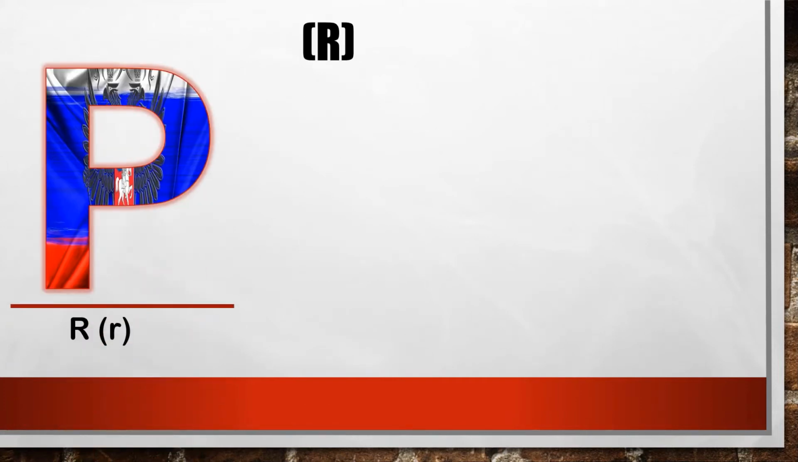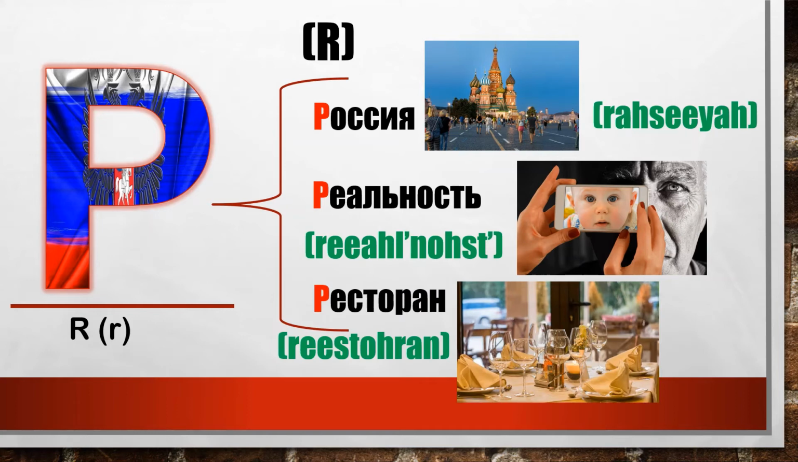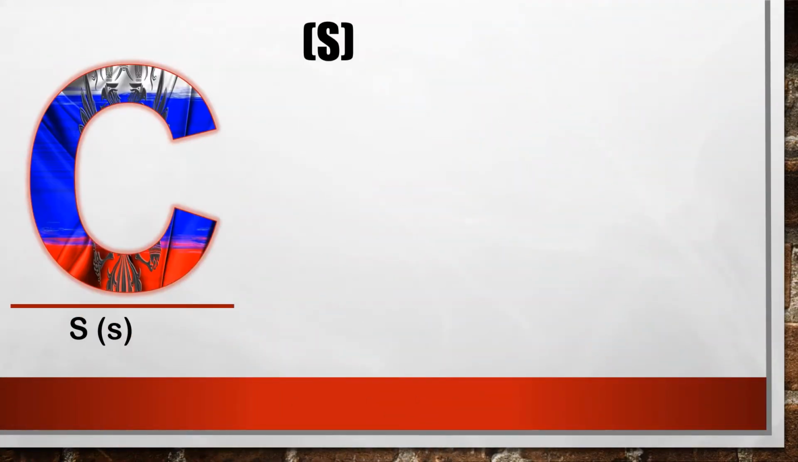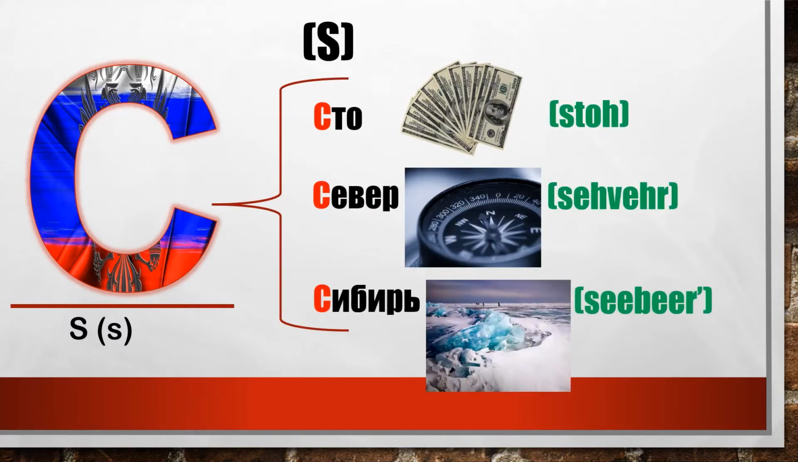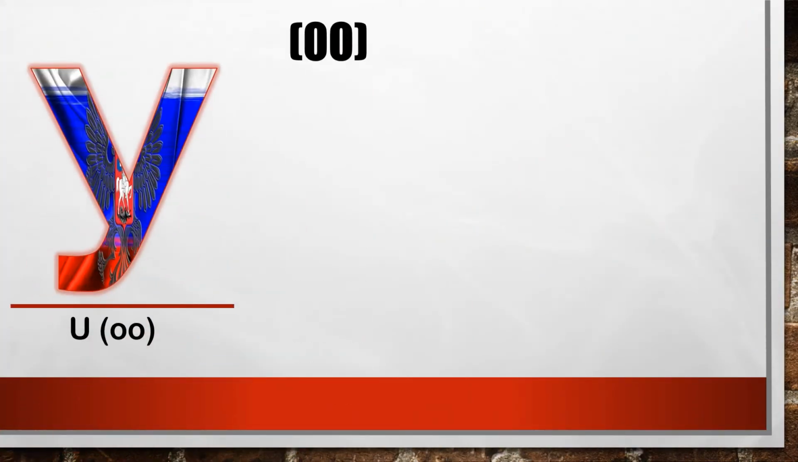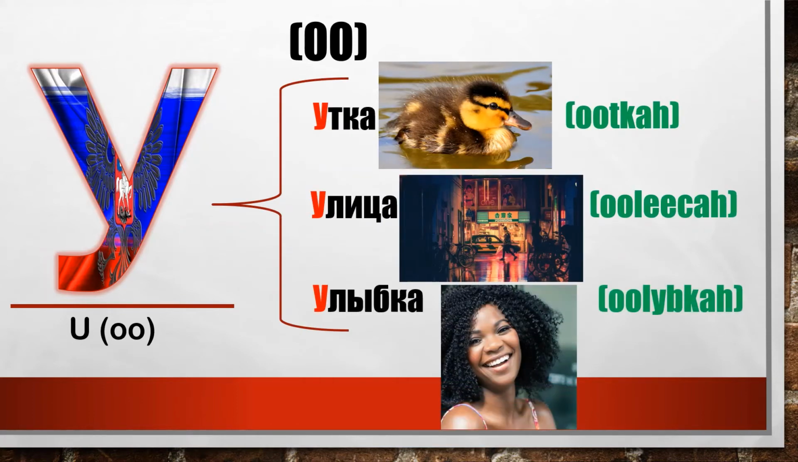This one is Р: Россия, реальность, ресторан. This one is not C, it's S: сто, север, Сибирь. This one is U: утка, улица, улыбка.